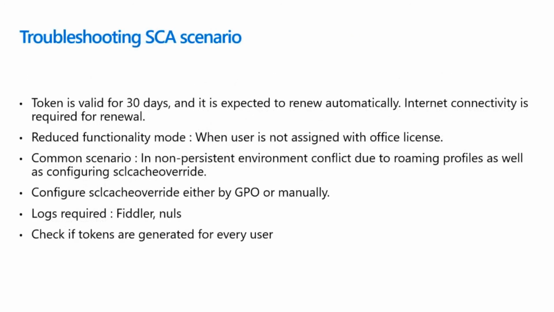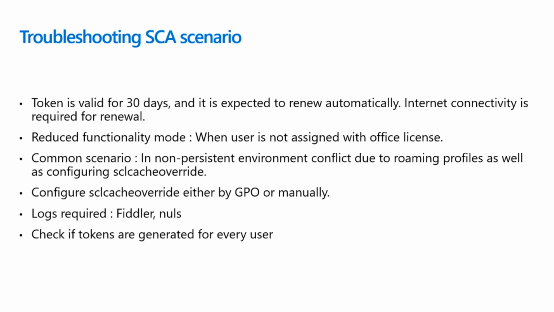So when it comes to troubleshooting these scenarios, we have to ensure that the token stays valid for 30 days. Sometimes we see issues where after every 30 days, or let's say after every 90 days, shared computer activation breaks, as in they either get an error or it simply asks for username and password again, which it is not supposed to. So there could be many different reasons why it could happen.